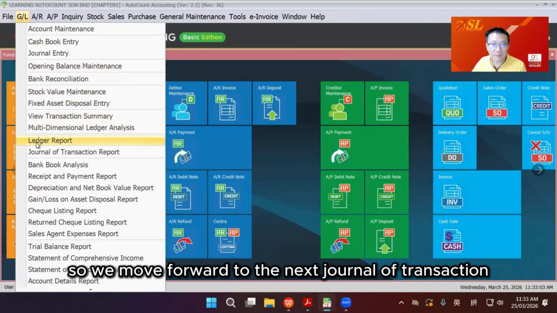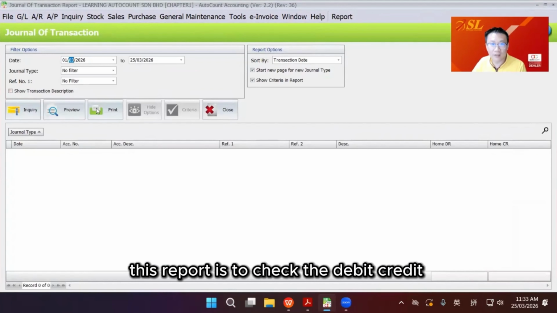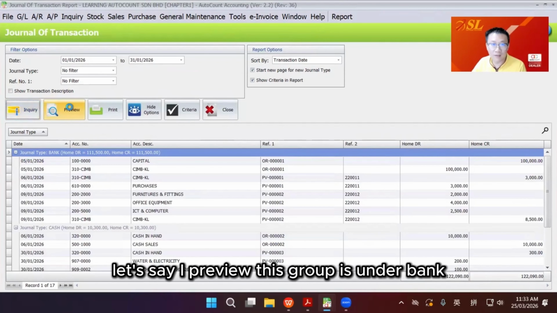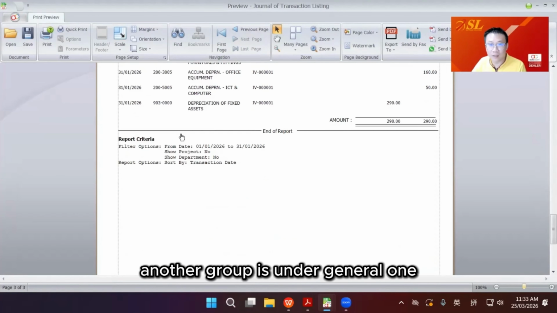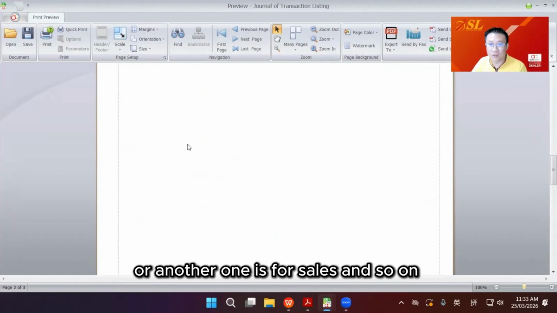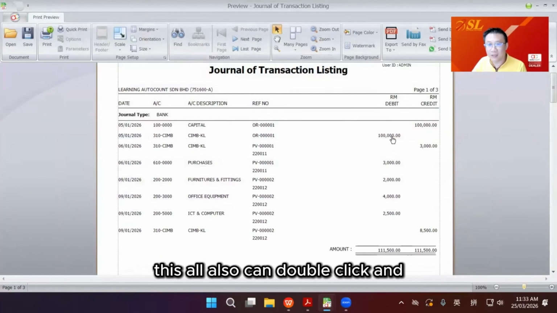Journal of transaction. This report is to check the debit credit for different groups. Let's say I preview, this group is under bank, another group is under cash, another group is under general one, or another one is for sales and so on. These all can also be double-clicked, and this is actually for debit credit purposes.